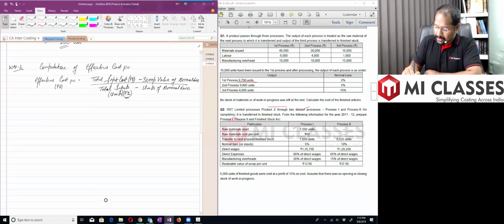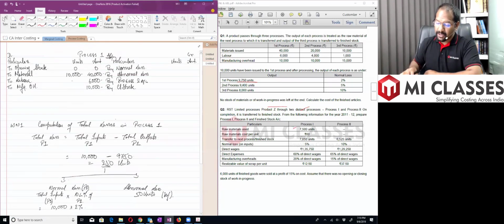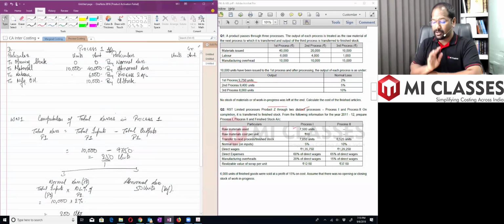So how much is the total input cost? My total input cost is the total cost that I have incurred in process 1. Remember, direct material, direct labor, manufacturing overhead, opening stock cost, all this together will be my total input cost. Remember, sometimes if it is abnormal loss, it comes on the credit side.